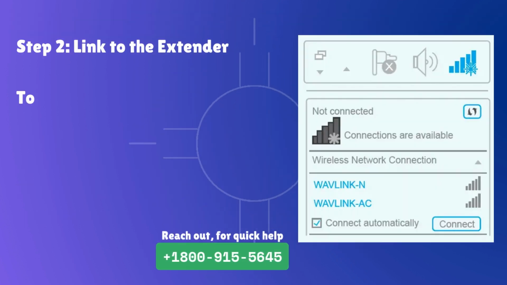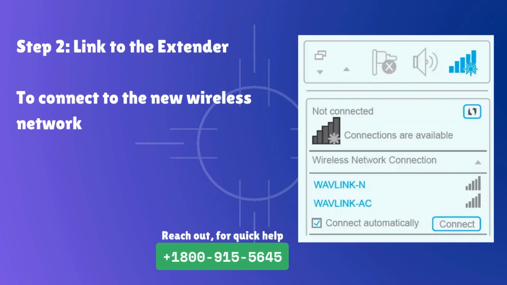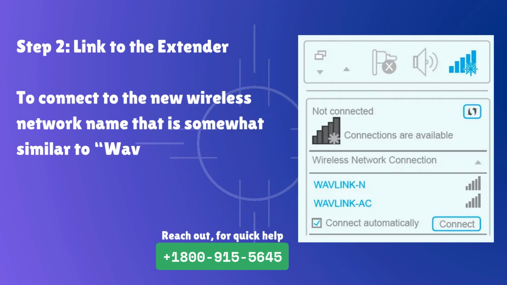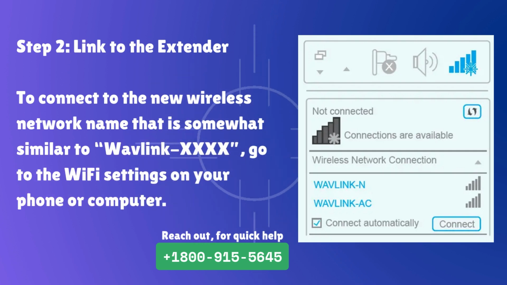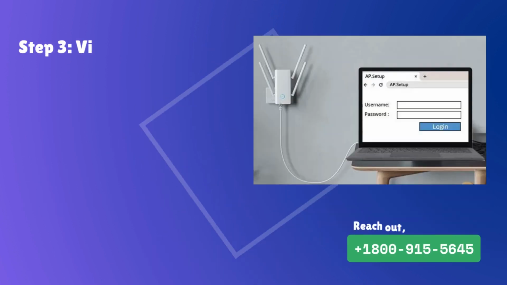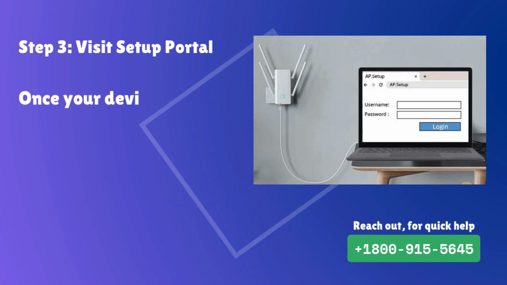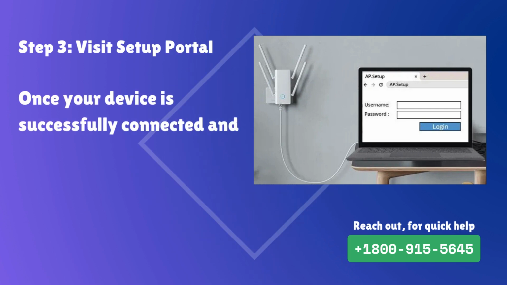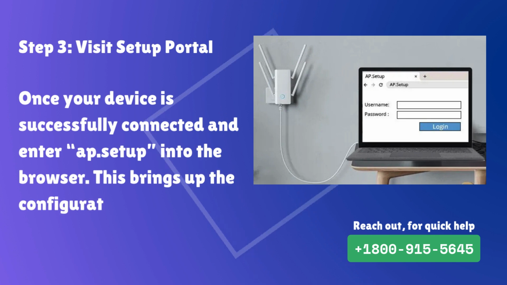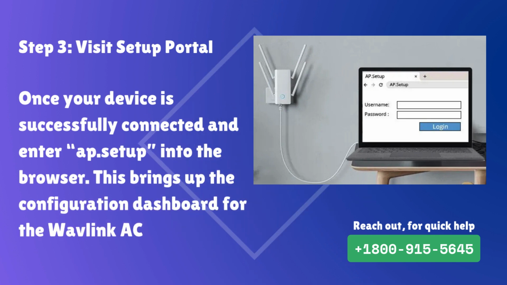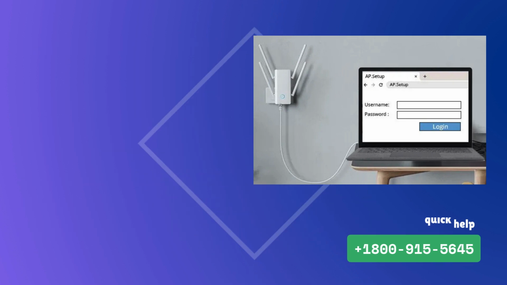Step 2. Link to the extender. To connect to the new wireless network name that is somewhat similar to Wavlink 4X, go to the Wi-Fi settings on your phone or computer. Step 3. Visit the setup portal. Once your device is successfully connected, enter ap.setup into the browser. This brings up the configuration dashboard for the Wavlink AC1200.